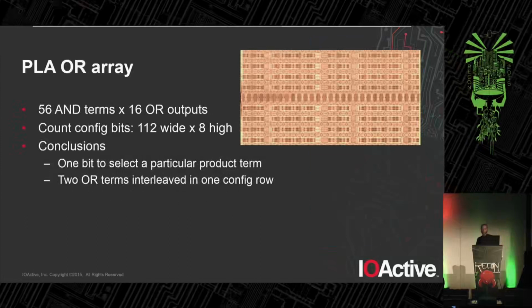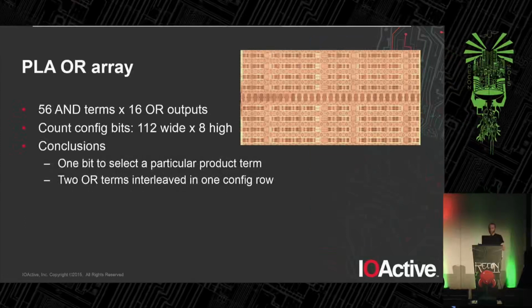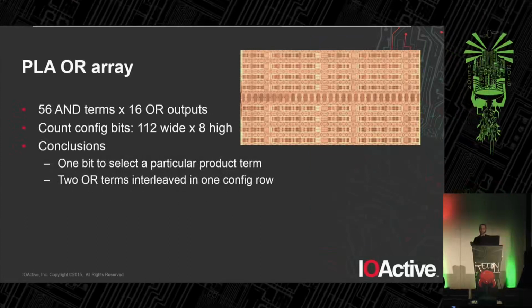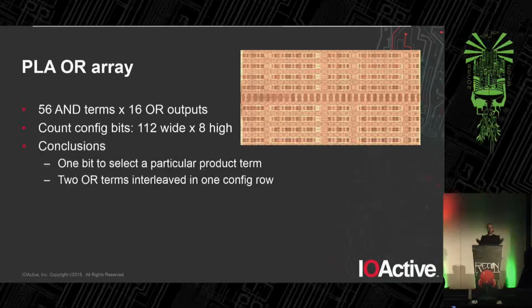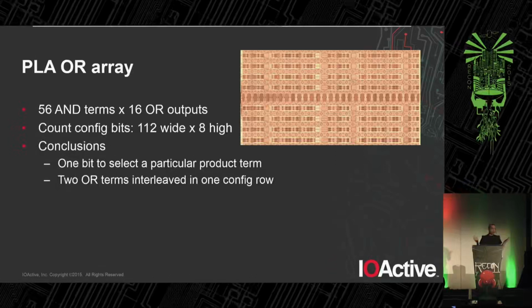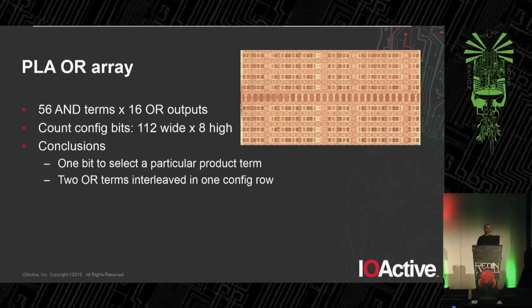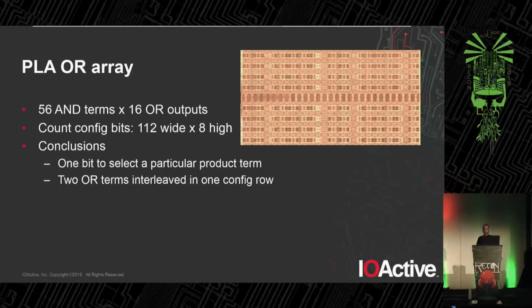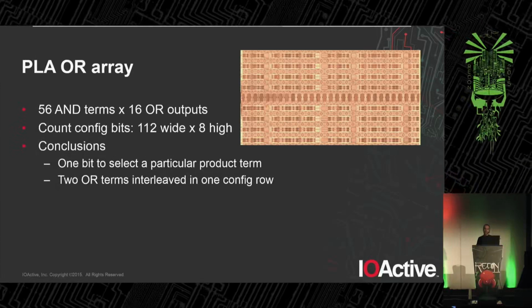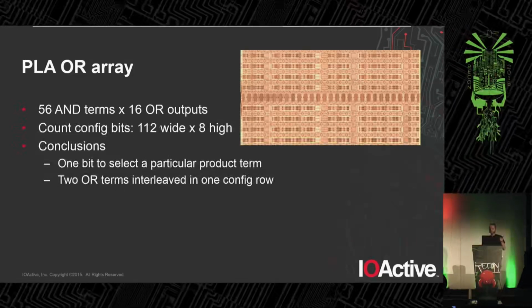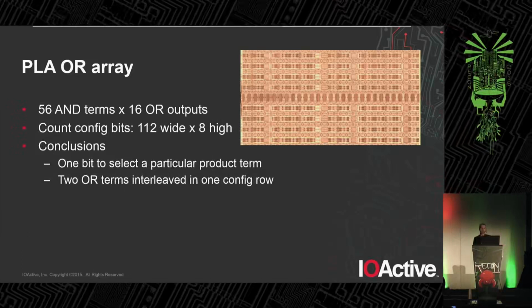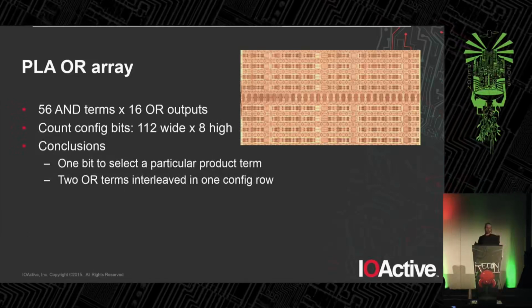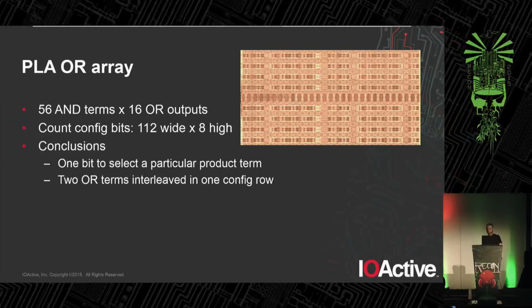So the OR array turns out to be 56 AND terms, 16 outputs. If we count the config bits, it's still 112 bits wide. It's the same, coming up off the same EEPROM, but it's only 8 rows high, and there's only 56 inputs. Since the OR array does not have an X and X prime input, my conclusion is that we still have one hot selecting for one particular input, but we do have 2 actual arrays of the OR array interleaved in one configuration row. Again, a little tinkering made it pretty simple to figure out the actual bit ordering.